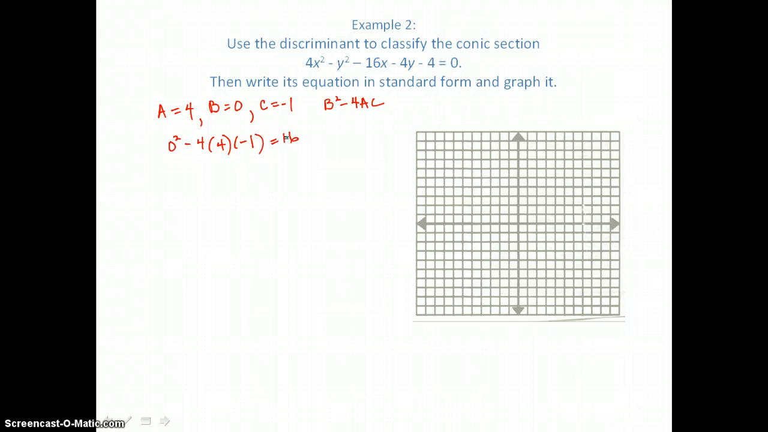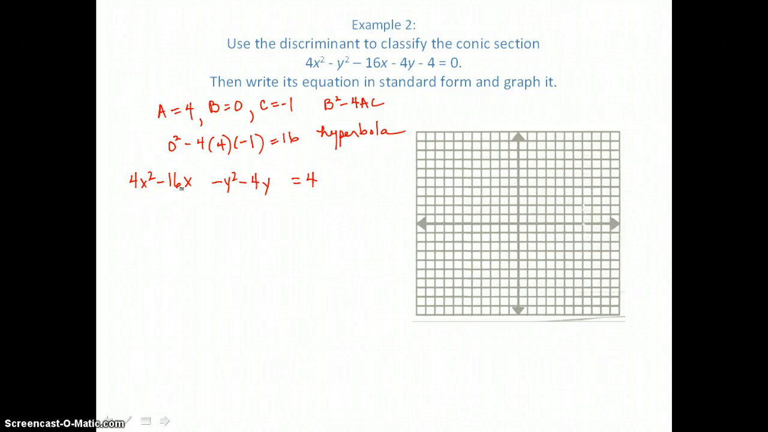Since the discriminant is positive, our conic section is a hyperbola. We're graphing a hyperbola. So we'll need to get the equation in standard form by first getting our x terms together and our y terms together and moving that constant term to the right.